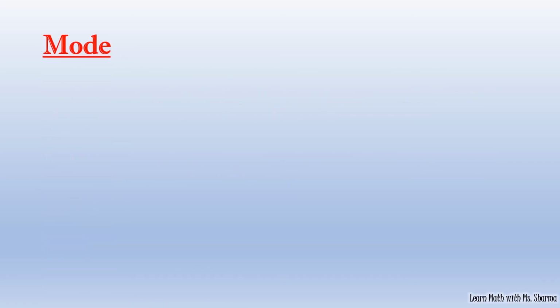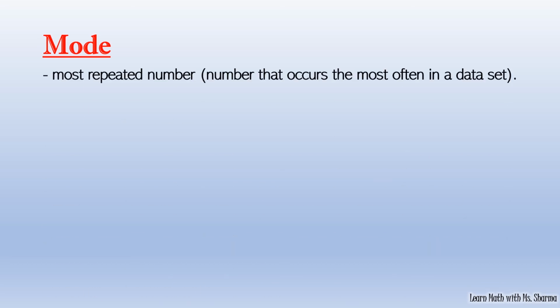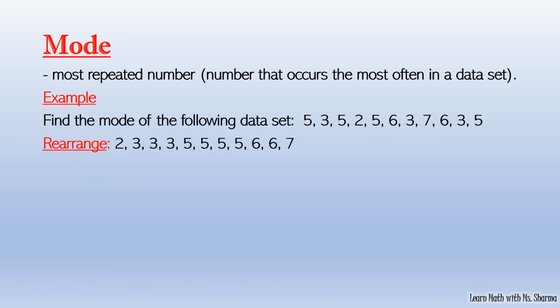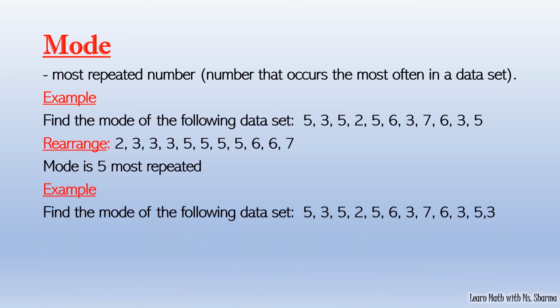Mode. Mode is the most repeated number, the number that occurs most often in a data set. Example: I'm going to use the same data set from the previous slides. The most repeated number we see is 5, which occurs 4 times. So the mode is 5.